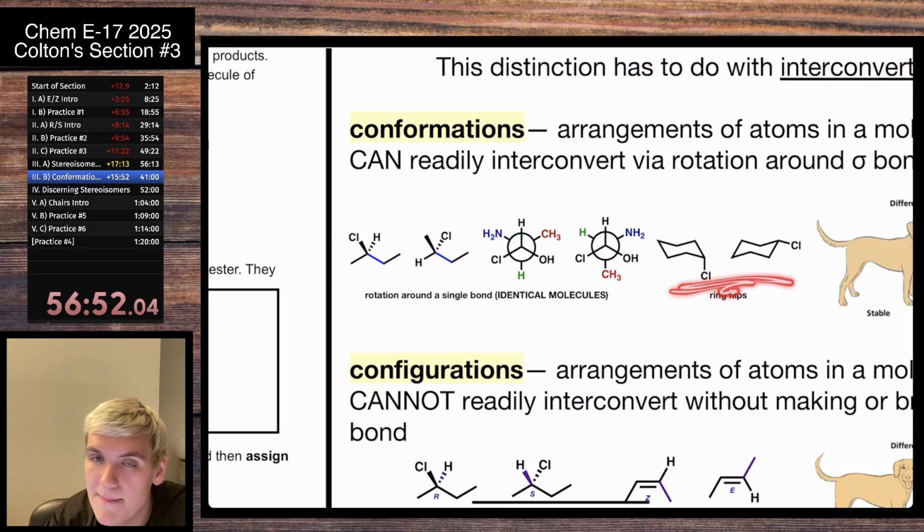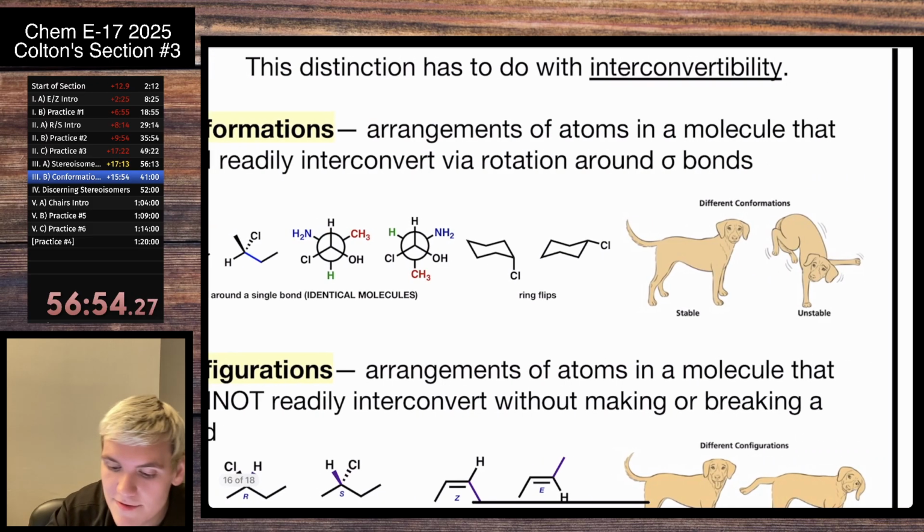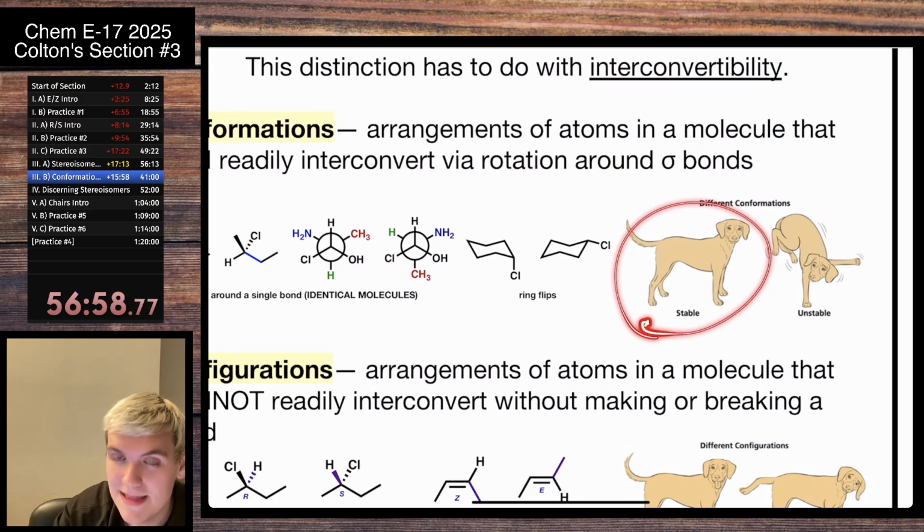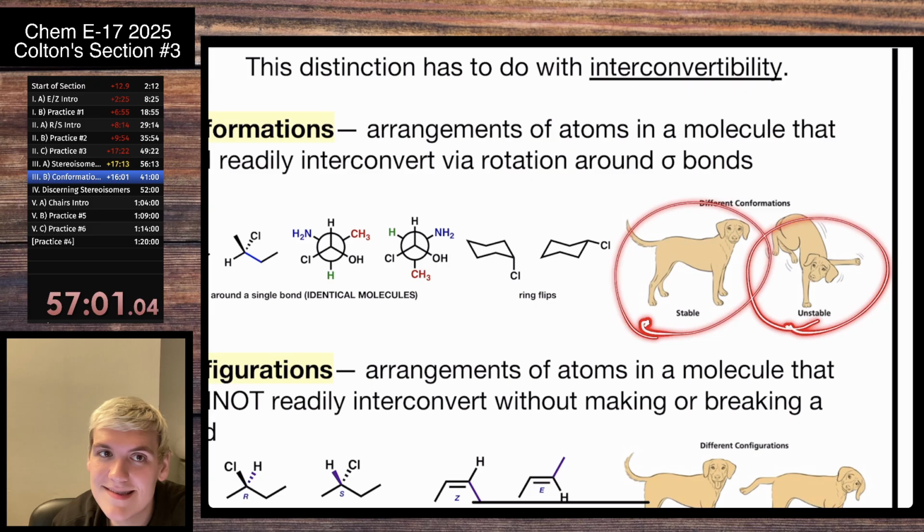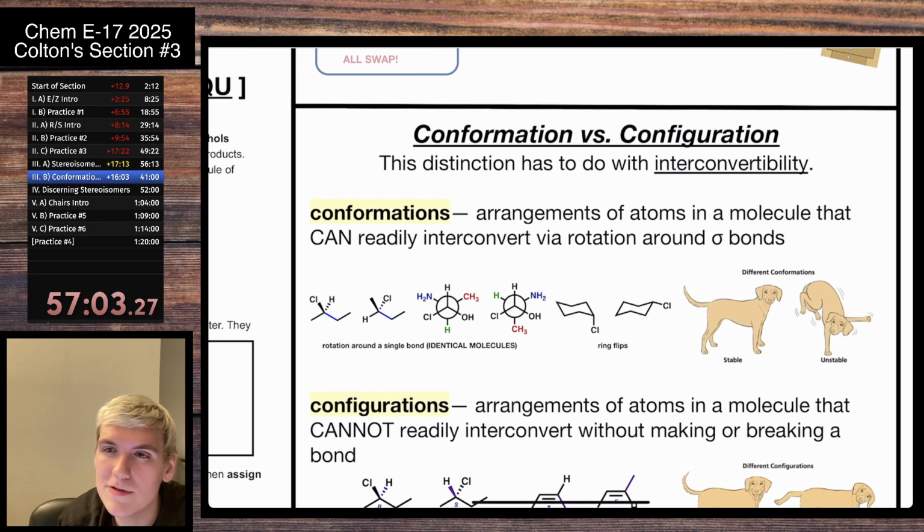An important thing about different conformations is they can have different stabilities. Some conformers are going to be more stable and some are going to be less stable. Think about it as conformations are how a molecule is sitting.